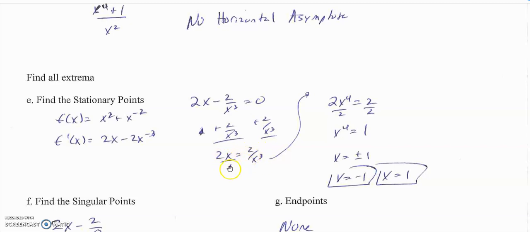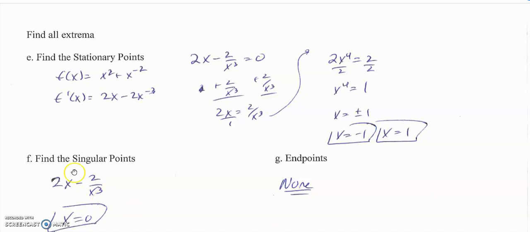Cross multiply since we have a proportion. 2x times x cubed is 2x to the 4. 2 times 1 is 2. 2x to the 4 equals 2. Divide both sides by 2. x to the 4 equals 1. Therefore, x equals plus or minus 1. So you have two possible points, negative 1 and 1.